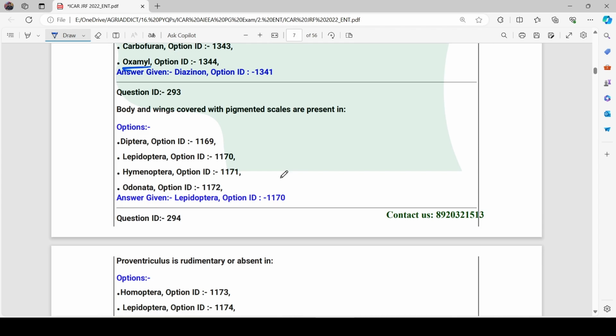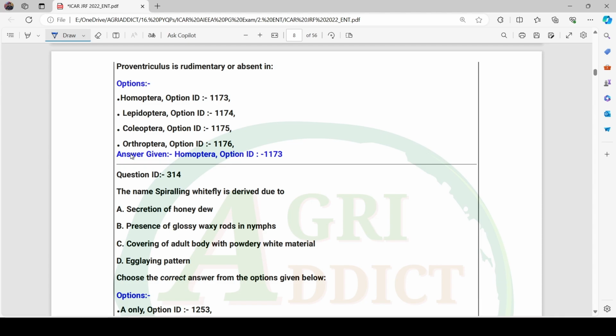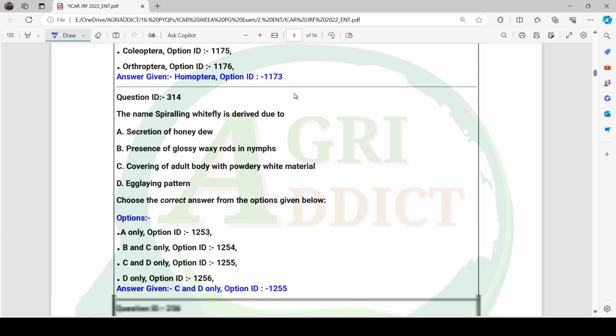Body and wings covered with pigmented scales are present in the order Lepidoptera. Butterfly's body are covered with pigmented scales. Proventriculus or gizzard, it is rudimentary or absent in Homoptera or the Homopteran bugs. Because they are sap feeder or liquid feeder, so their proventriculus is rudimentary.